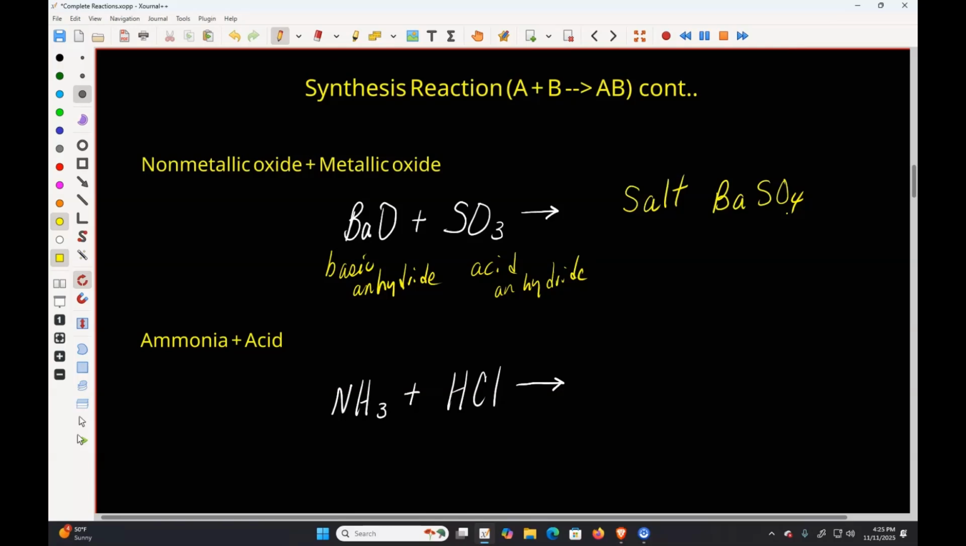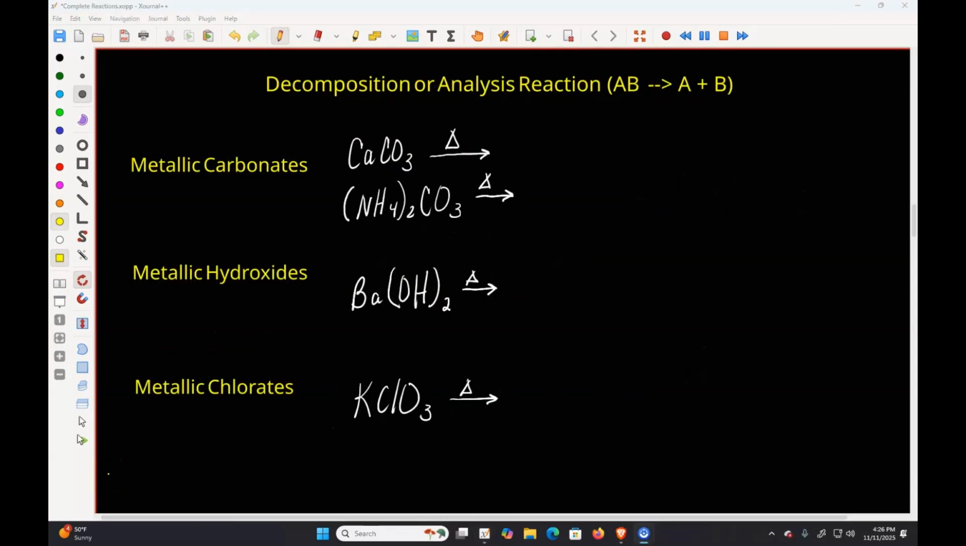Ammonia plus an acid will yield an ammonium salt of the acid. So the ammonia will become ammonium chloride, like this. Metallic carbonates, when heated, will form metallic oxide and carbon dioxide. All right, so calcium is the metal. So it's going to form a metallic oxide, so it'll be CaO plus carbon dioxide, CO2.